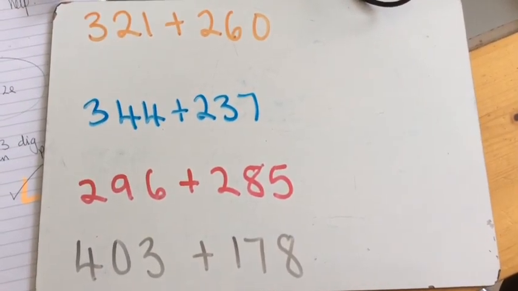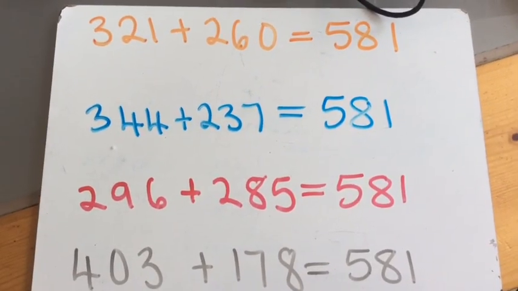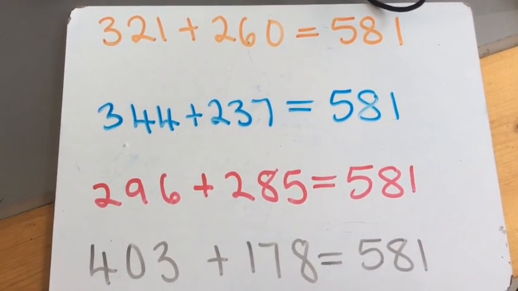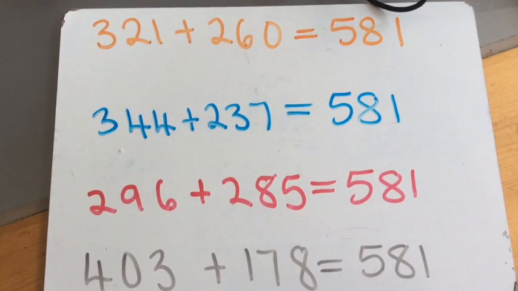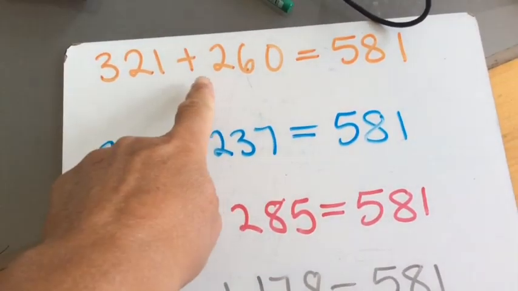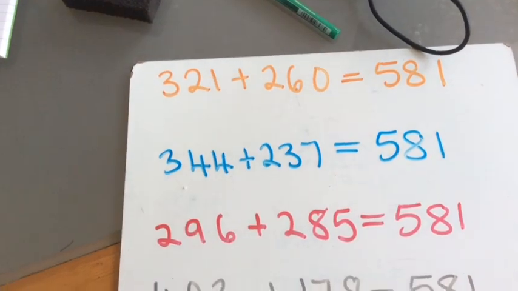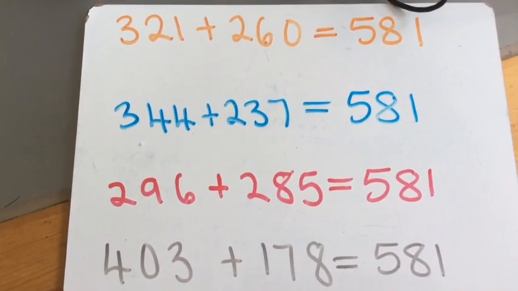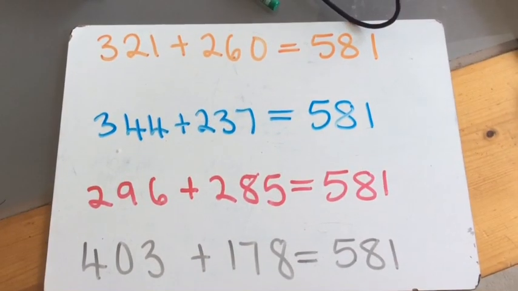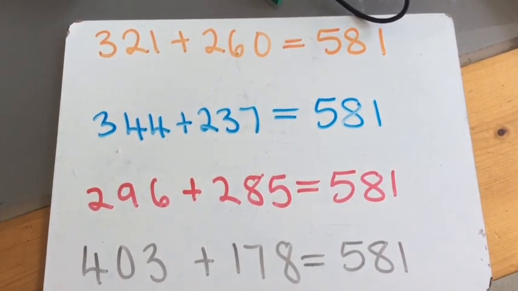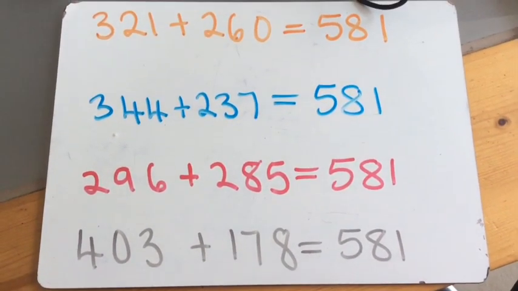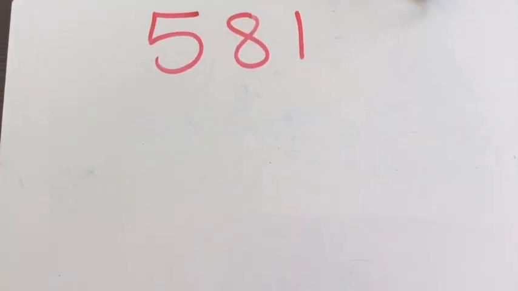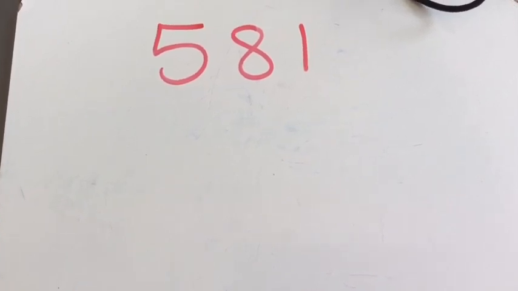So, what did you notice about all the answers? Hopefully you got 581 for all of the answers. So now you're going to do a little investigation. I want you to find as many pairs of 3-digit numbers like this that also make 581. I wonder if you could find at least 10 ways. You can check your answers by using your column addition. Make sure it adds up to 581. Try not to make it too easy for yourself. Try not to use any numbers that end in a 0.